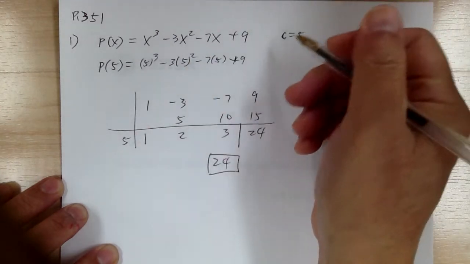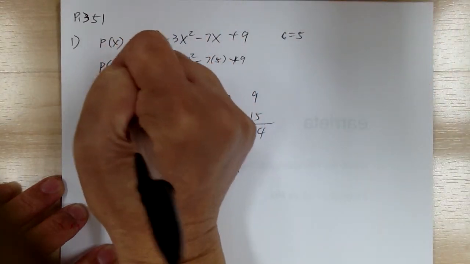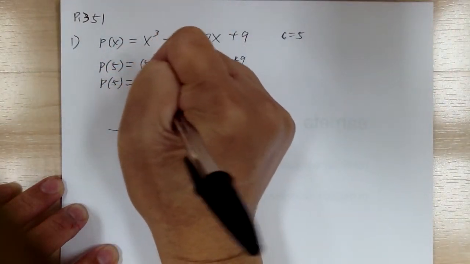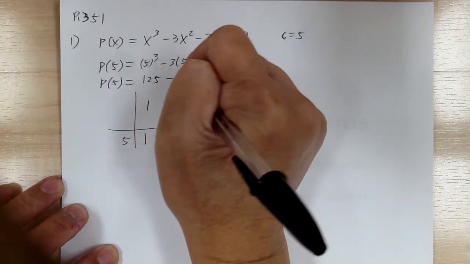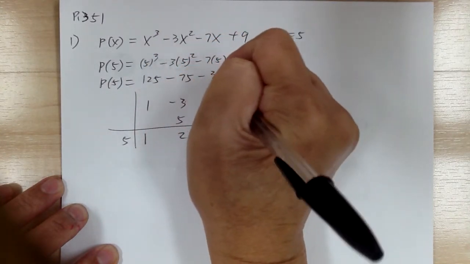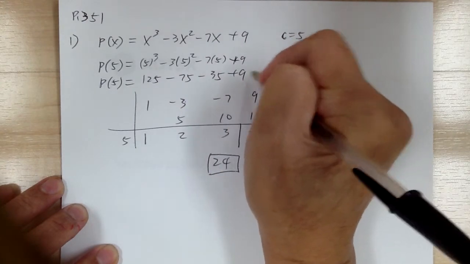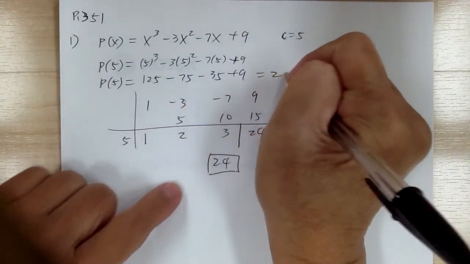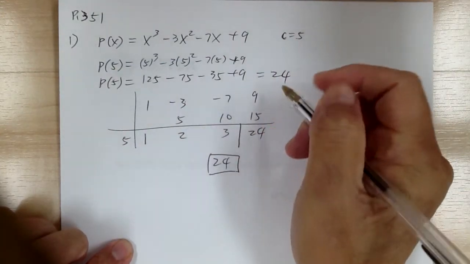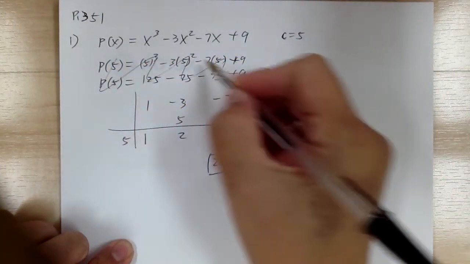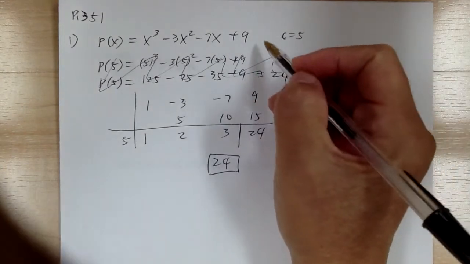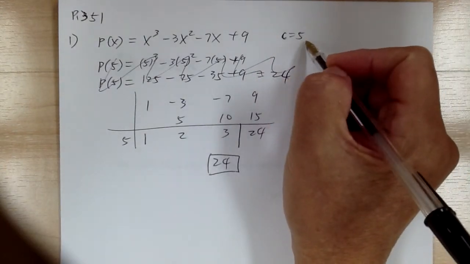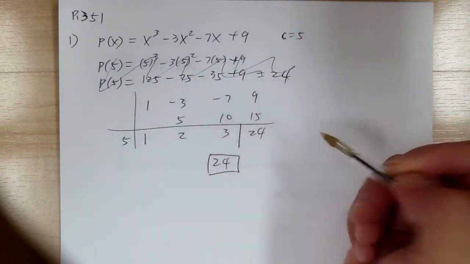Again, if you don't believe that, you can try it out. The long way is you work it out: 125 minus 75 minus 35 plus 9. If you work it out, this is equal to 24. You can see that. You don't want to do this because it's the long way. The quick way, if you want to evaluate something, is to just use synthetic division, and that's it.